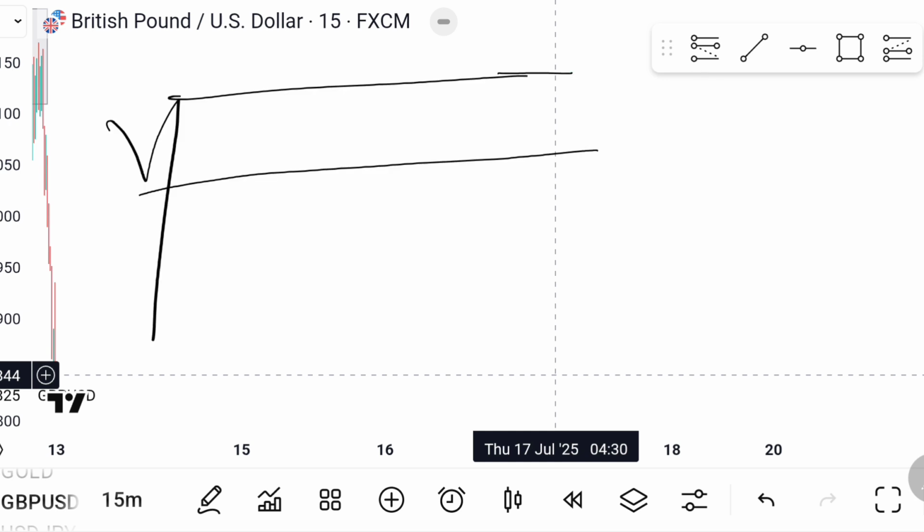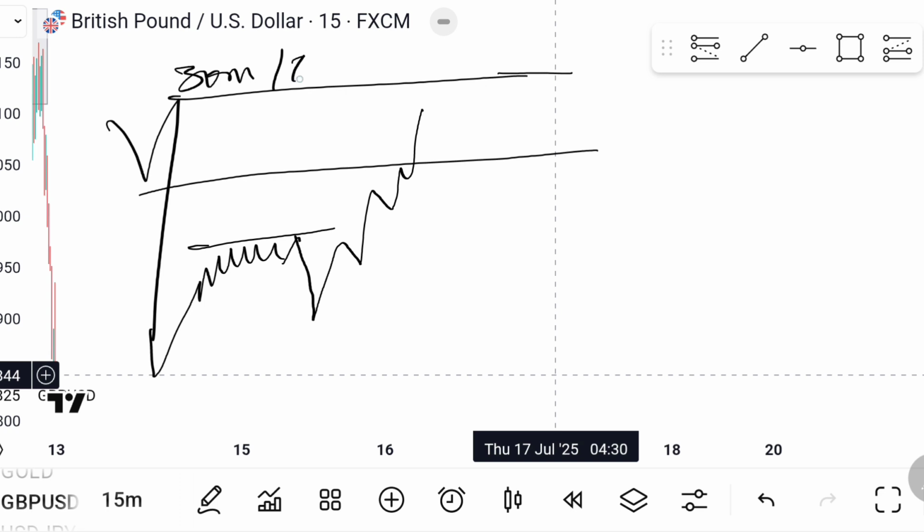Okay, the first one is this: you have the market at a supply zone here. The market creates liquidity, equal highs, and now starts making higher highs and higher lows into your zone. This could be a 30 minutes or 15 minutes time frame. Once the market comes into your zone, you step down to a lower time frame like 5 minutes or 1 minute. When you step down, you watch the market creating higher highs and higher lows.